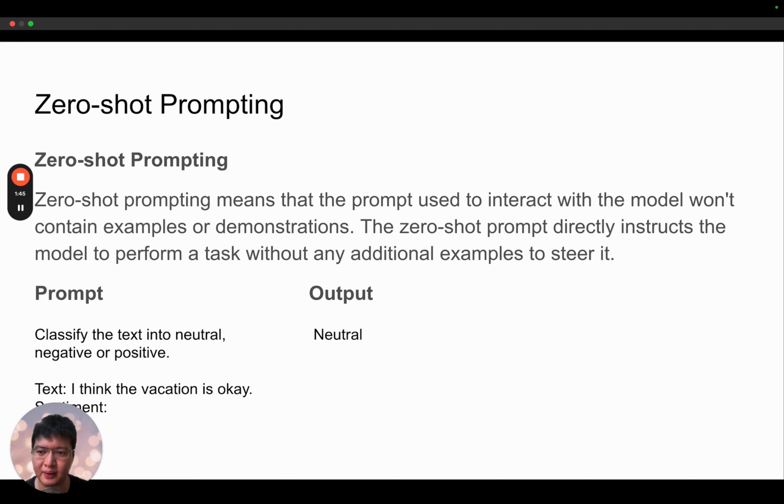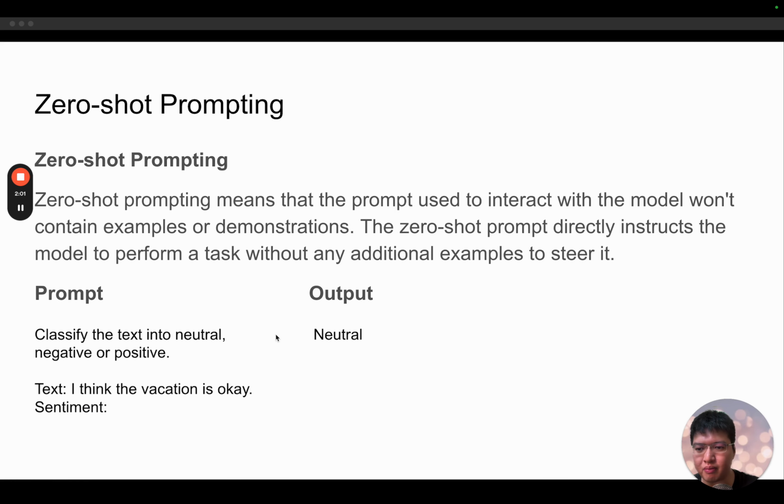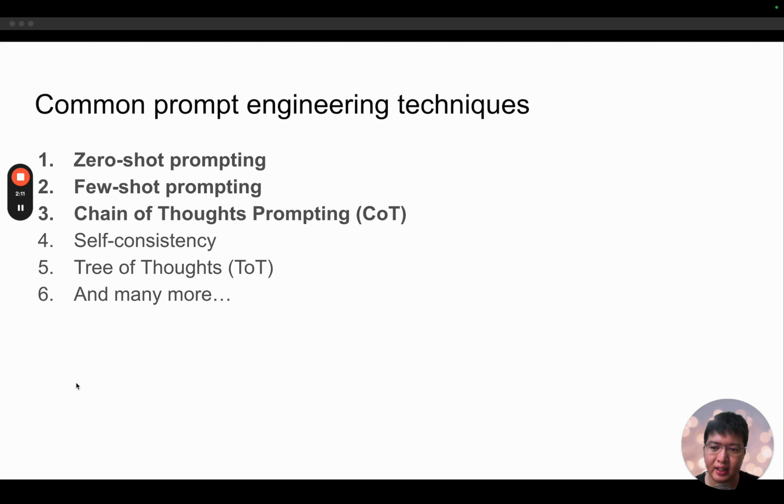Zero-shot prompting is very simple. Its idea is to design a prompt that only contains an instruction, so that it won't have any example or demonstration. So, for example, if you take this prompt as an example, you will have a command, which is the instruction from the idea we previously introduced, and the input data.